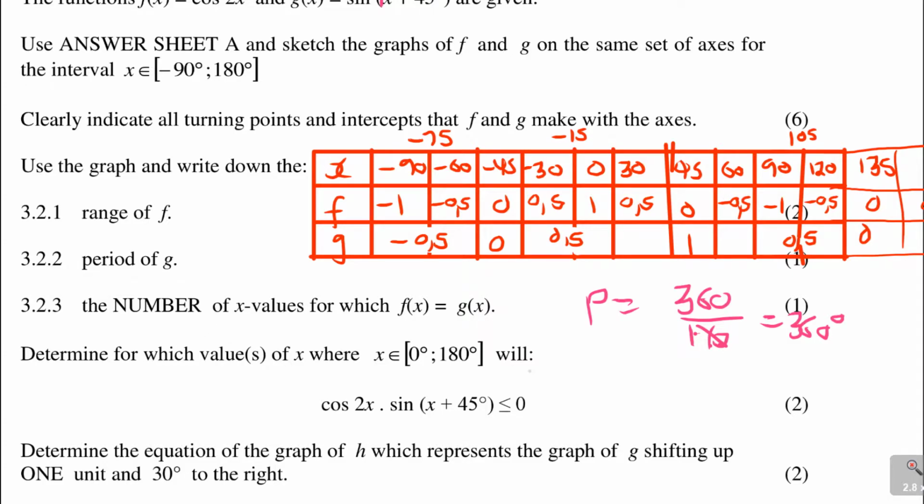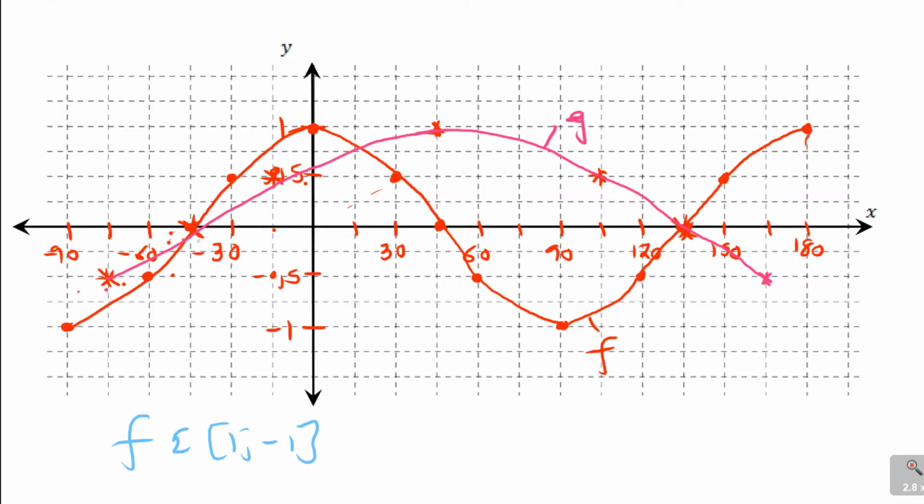The number of x values for which f of x is equal to g of x. Now look at this. It says the number of x values. The number, not the x values. How many times is f of x equal to g of x? Meaning, where they cross each other. So you look at this graph and say, where do they cross each other? This is number 1. This is number 2. And that is number 3. So there are 3 times. The answer there: 3 times.